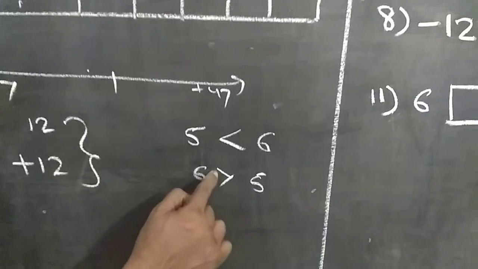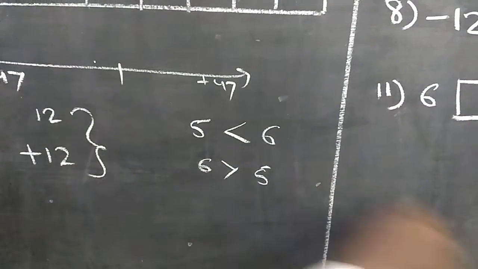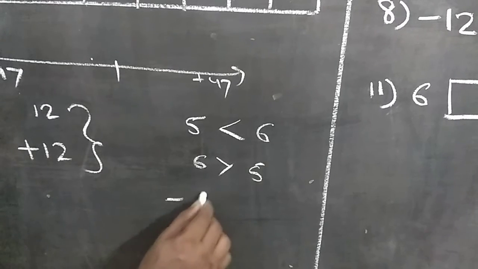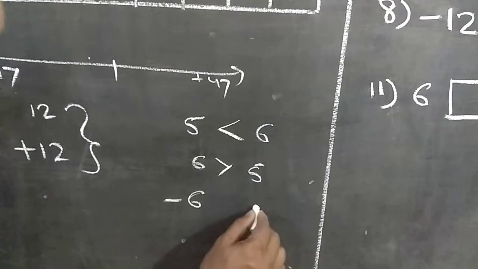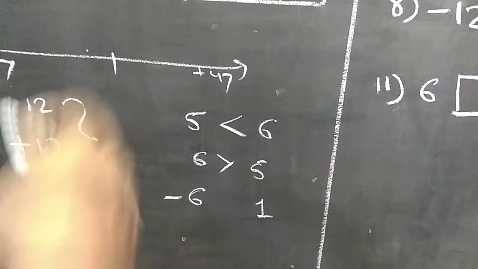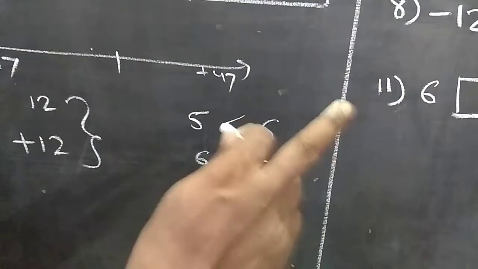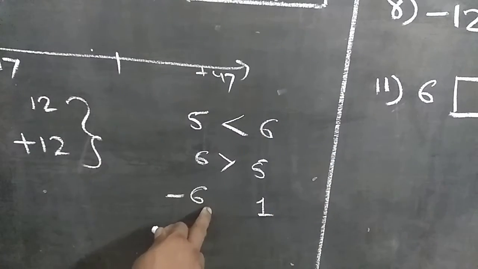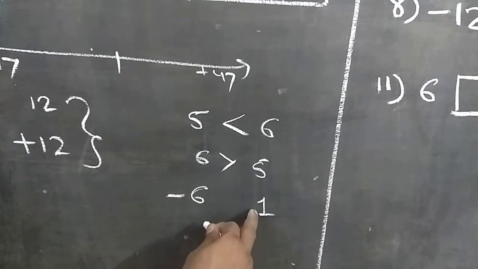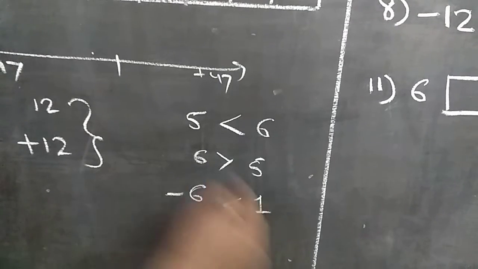So put this arrow on both sides in this direction. Now suppose it is minus 6 and here it is 1. So my dear student, as I told you in the previous part, out of a minus and a plus number, the plus number has a greater value. So here the number 1, meaning plus 1, will be greater than minus 6. So put your arrow on this side.